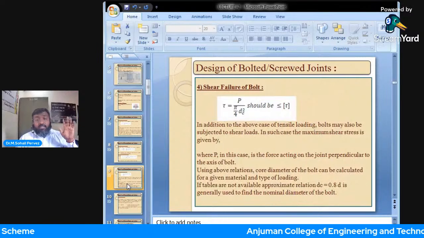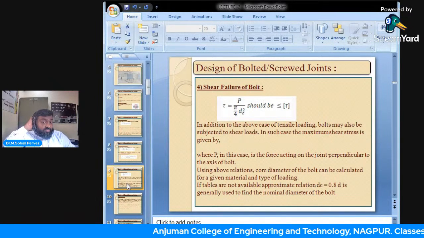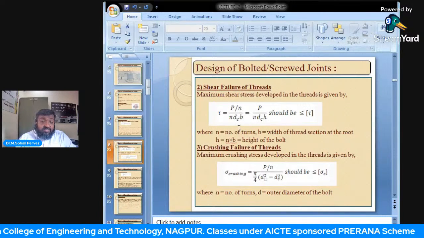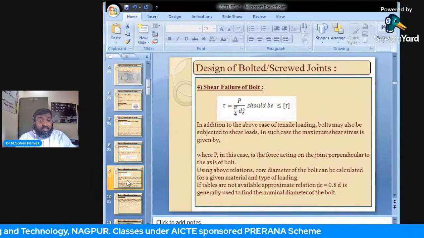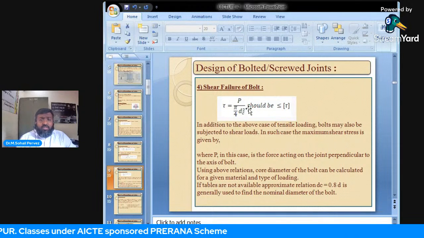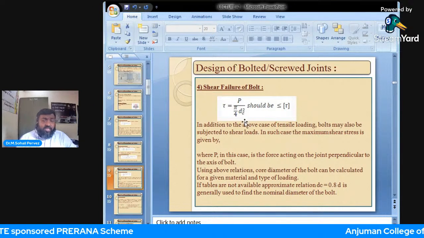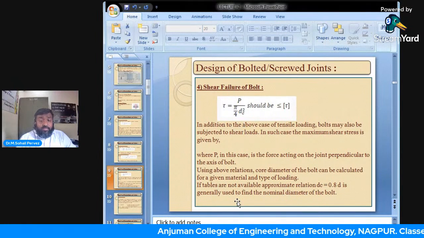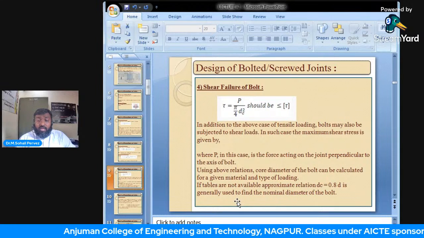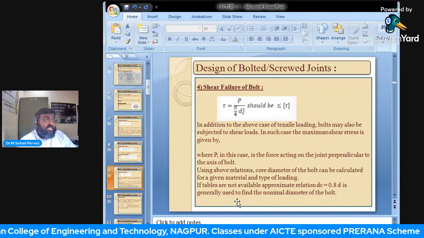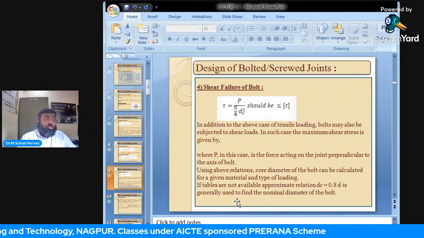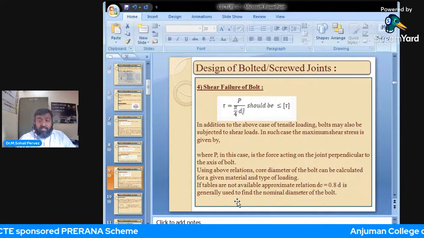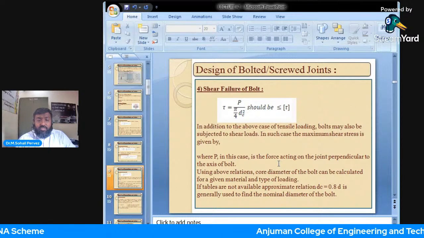The next one, shear failure of the bolt itself. This is shear failure of the threads itself. Now these are the bolts. Nothing new. Again, the shear area would be of the bolt, that is pi by 4 d square. Here we will consider dC square. Now, using the above equations, we can calculate the strength of the bolt in tension, in shear and in crushing. These are the basic equations for the design.